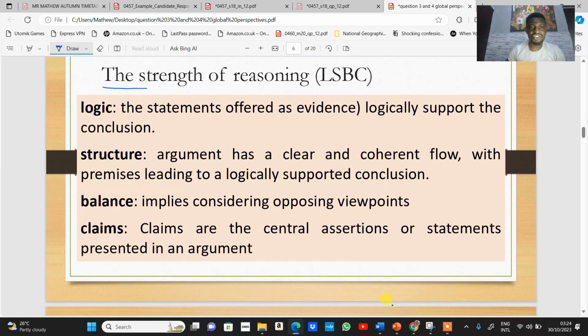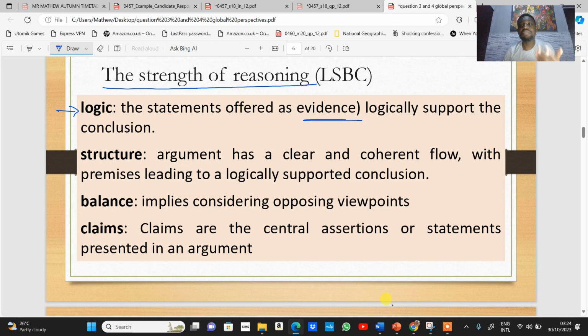When you look at the strength of their reasoning, what are you looking at? From their statement, is it logical? A logical statement is one where the statement offered as evidence logically supports the conclusion. So how is the evidence related to the topic they are looking at?